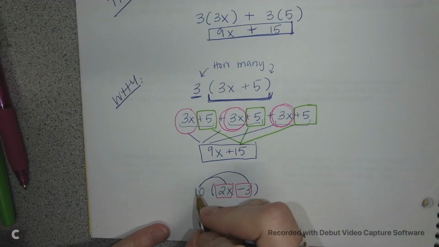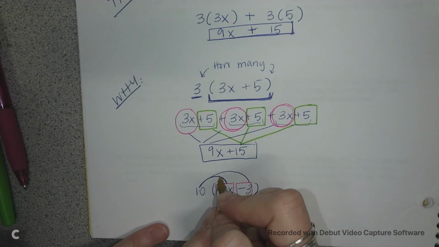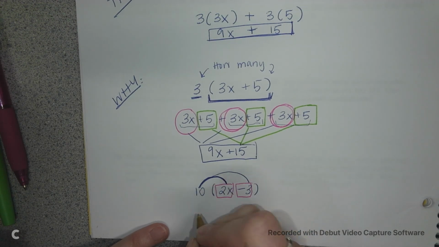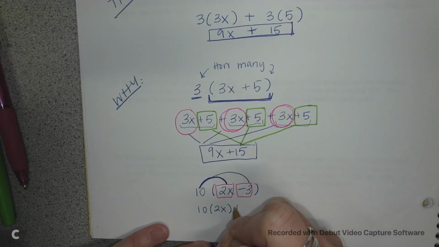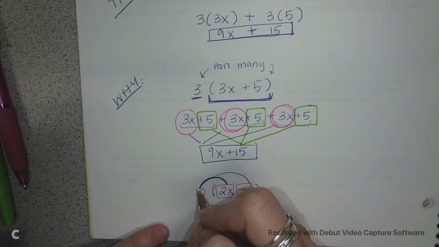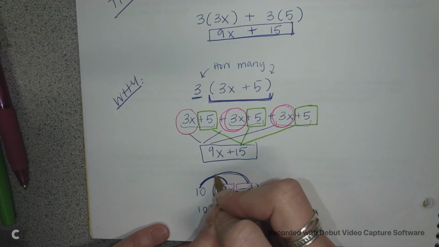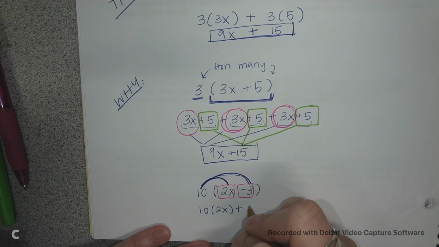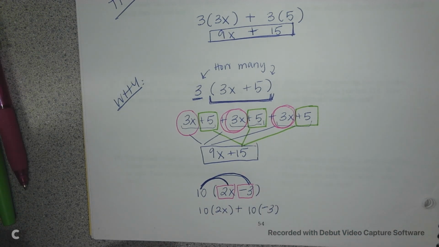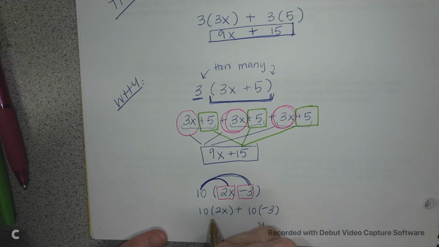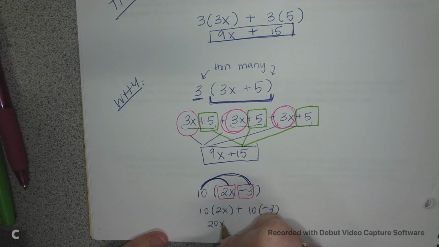When we're showing work, we're multiplying the first term by my outside number. So we're going to multiply 10 times 2x, and always put a plus sign. We're going to multiply my 10 times my next term. This next term happens to be a -3, so we keep that negative attached to that 3. Then we multiply our two numbers together. 10 times 2 is 20x's, and 10 times -3 is -30.